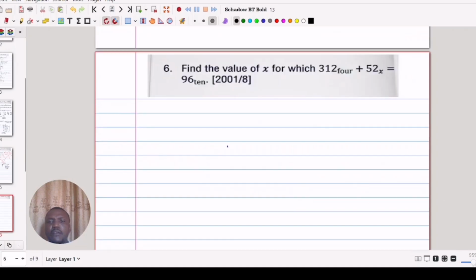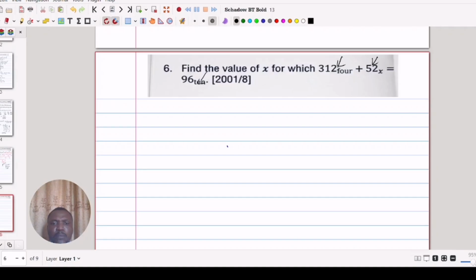Next question says, find the value of x for which 312 base 4 plus 52 base x equals 96 base 10. So how do you do that? Just convert each of them. Convert this one to base 10.